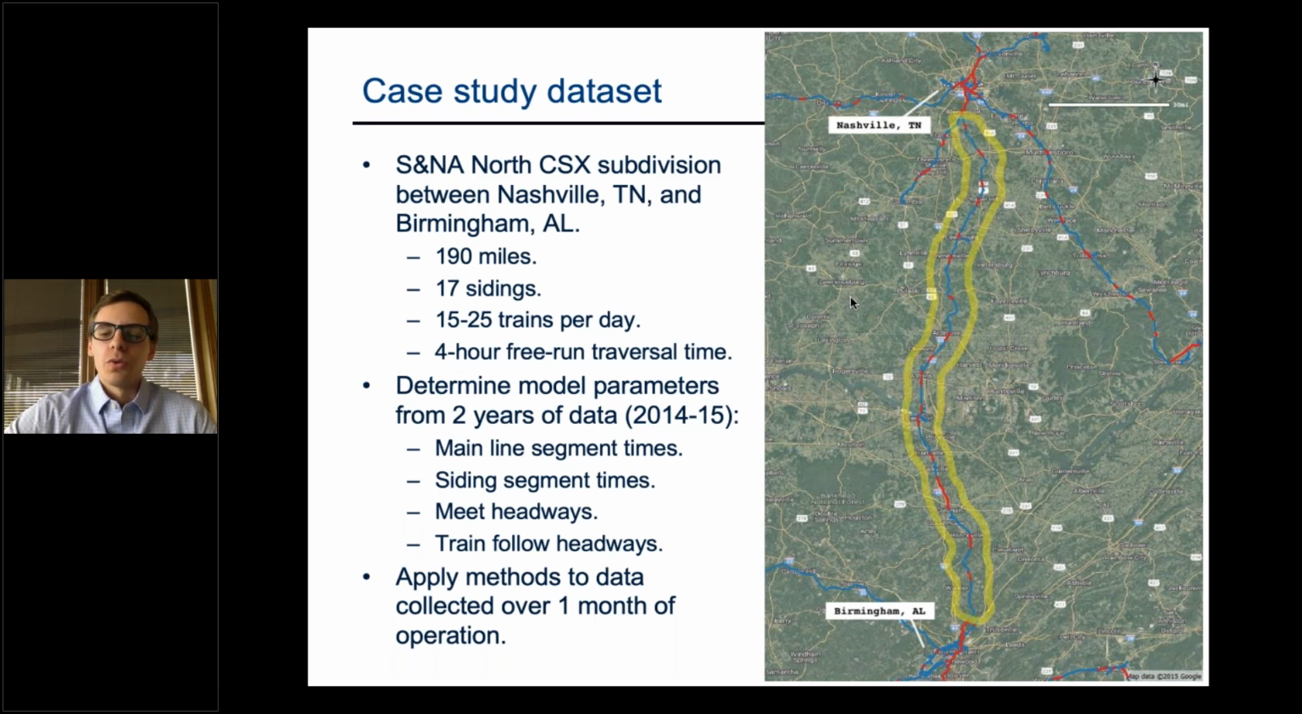So from that historical data, we mine it to discover the constant values that we introduce into the optimization problem, things that we just saw, such as mainline segment times and siding segment times, and then some other parameters such as meet headway time and train follow headway time. So that's all mined historically, but of course we could also introduce those by railroad rules or analytically computed from track length and speeds.